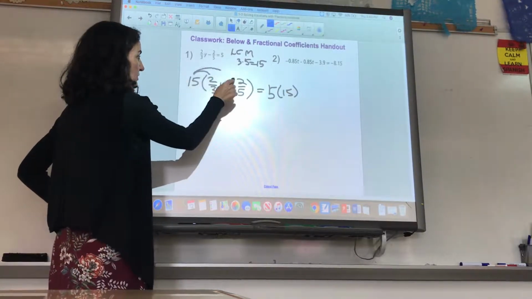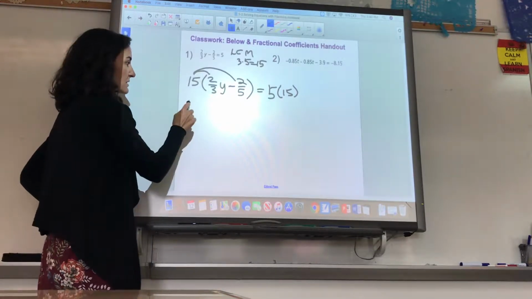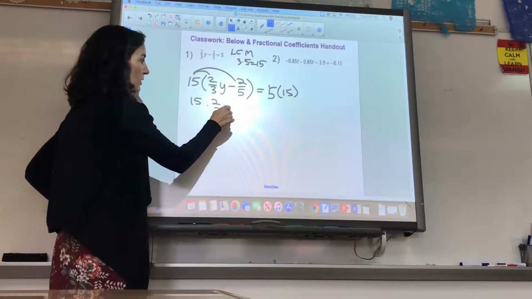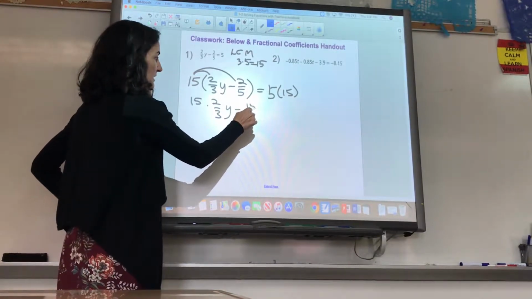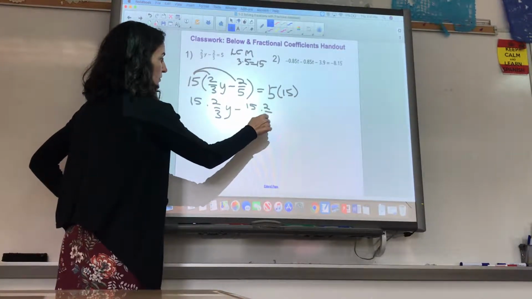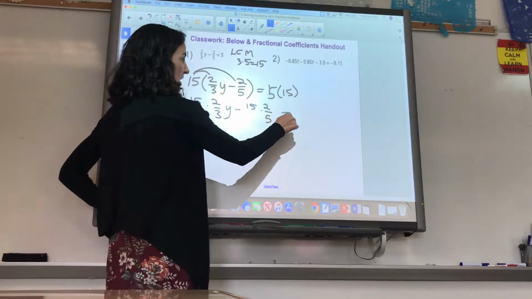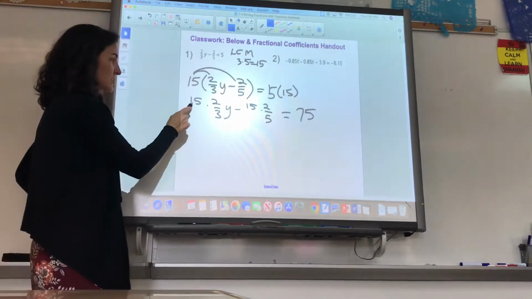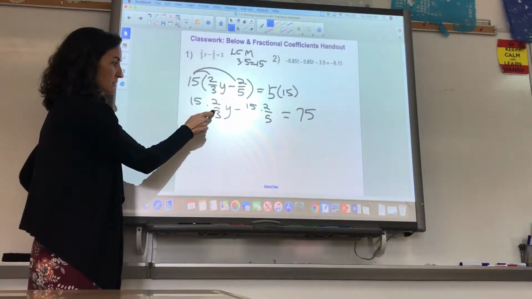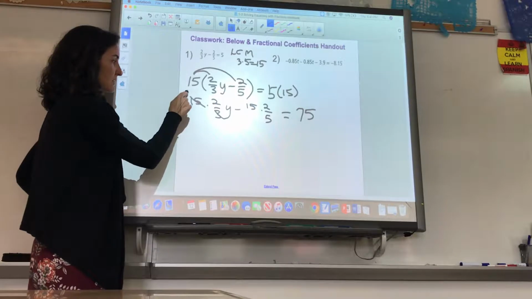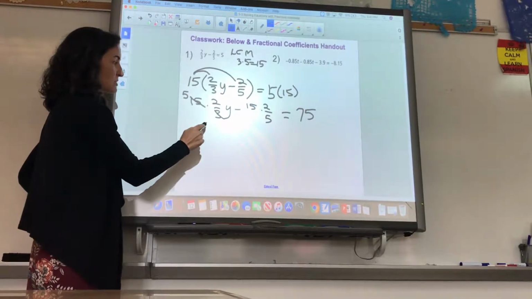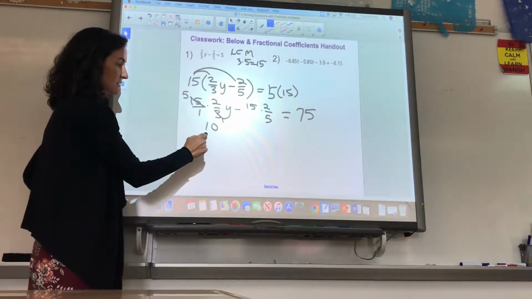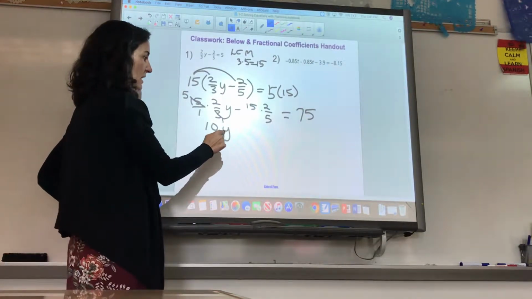Now I need to distribute that 15 to both terms. So 15 times 2 over 3y minus 15 times 2 over 5. And on this side, 5 times 15 is 75. All right, so as you notice, you can cross reduce. So 3 goes into 15 5 times, and 5 times 2 is 10. And on the bottom, all we have left is 1s. So 10y is all that's left.